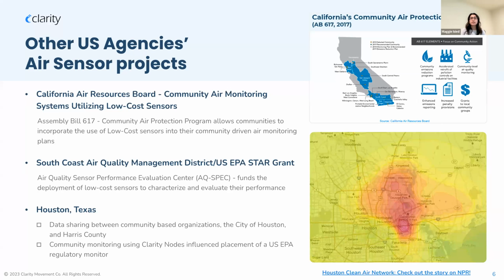Also in California, the South Coast Air Quality Management District was previously issued a US EPA STAR grant, which created the Air Quality Sensor Performance Evaluation Center, which studied and characterized the uses for low-cost sensors and evaluated their performance in different settings. Moving down to Texas, low-cost sensors have been used by the city of Texas, Harris County, and other community-based organizations for collecting measurements around the city, such as to determine compliance and enforcement, and to deploy mobile monitoring when residents have reported concerns about air pollution.